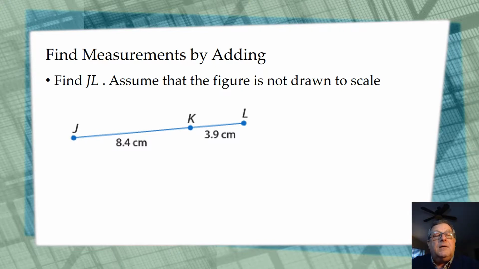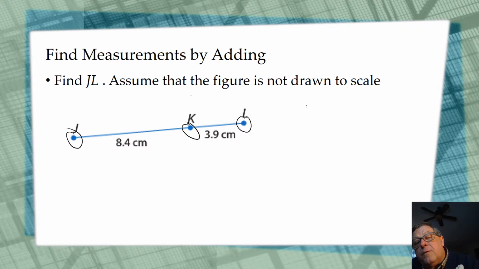We're told that JK is 8.4 centimeters and KL is 3.9 centimeters. And it makes common sense that if I want to find JL, then I've just got to add JK, the measurement of segment JK, and KL together, and that should give me the measurement of JL.